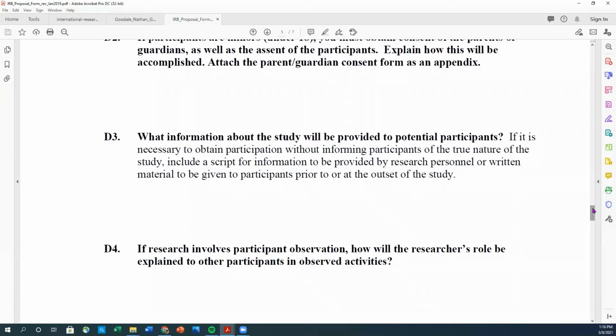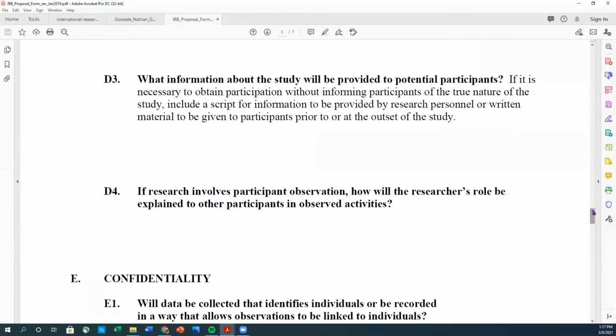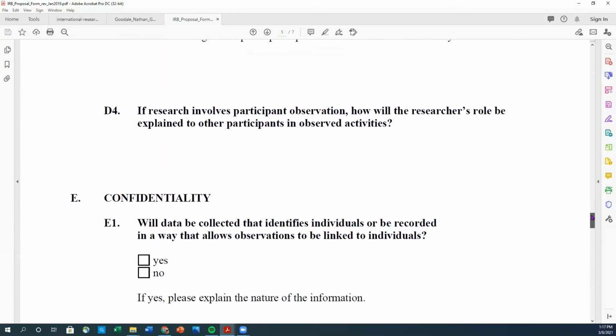So D3 gets at passive versus active deception. If you're planning to use deception, you need to create a script that explains to your participants what it is that you're going to be doing, and that may include some deceptive statements or incomplete statements. But the purpose here is so the IRB can determine whether your deception is active or passive. It also helps to understand the nature of the project. Again, include that script. D4 doesn't happen very often, but if your research has you only observing group behavior, you need to once again create that script of what you're going to tell the observed participants about your presence among them.